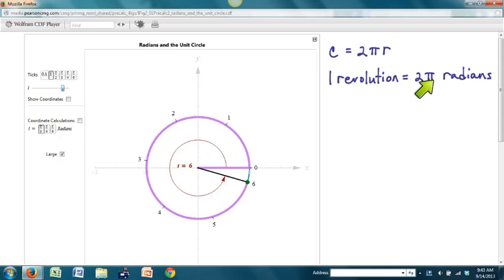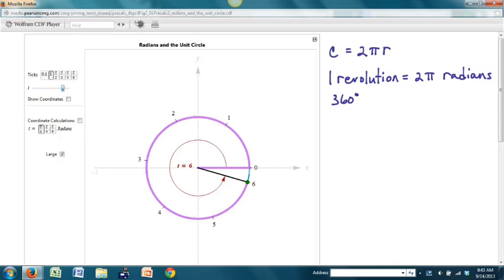So think about this. Pi is 3.14 approximately. So 2 times 3.14 is 6.28. And doesn't that fit with what we saw here? 1 revolution around the circle is a little more than 6. So I think we're on to something. So instead of counting radians in whole numbers, we tend to count radians in multiples of pi because of the circumference formula. That's just the way it works out.